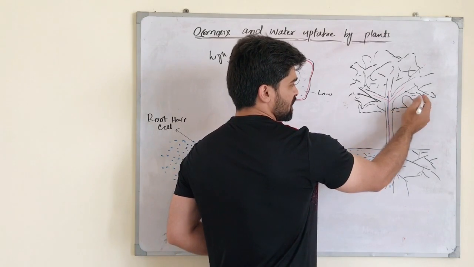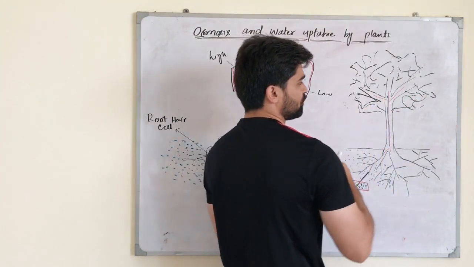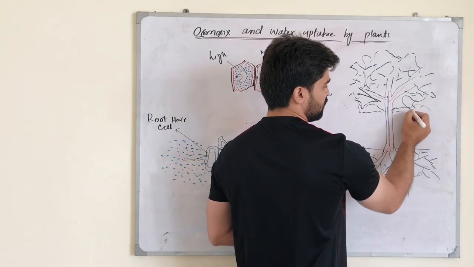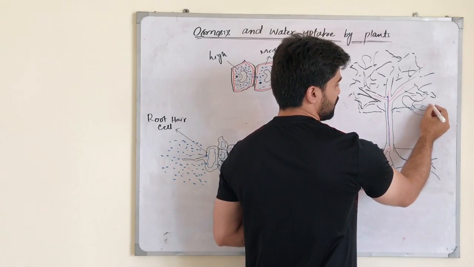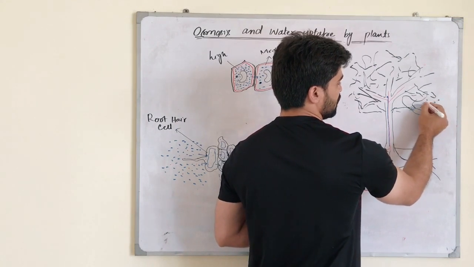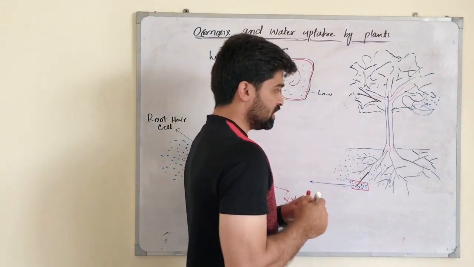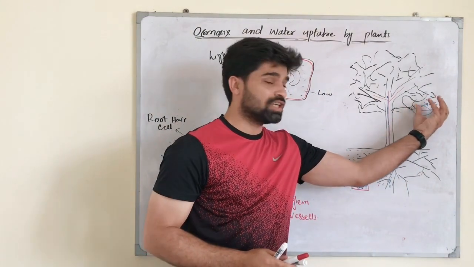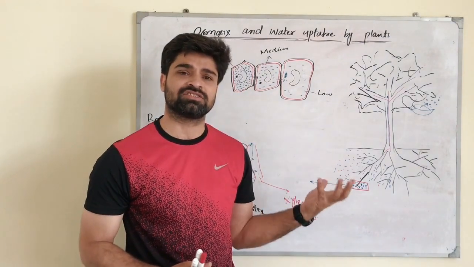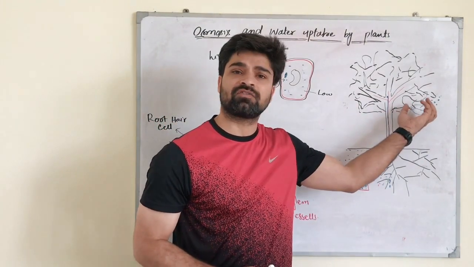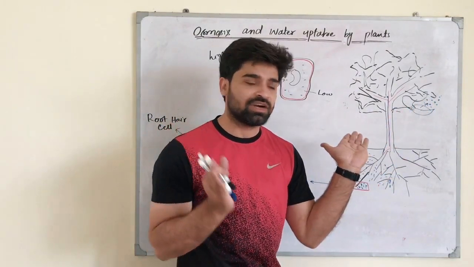What will happen in the leaves? That water from the leaves, if we have a leaf over here, that water will evaporate. Transpiration occurs in the leaves. Due to the transpiration, dear student, transpiration is basically the loss of water from the surface of the leaf. From the surface of the leaf, what will happen?